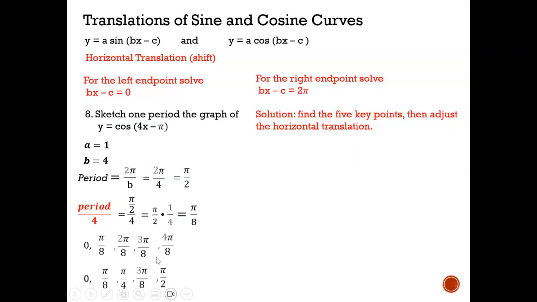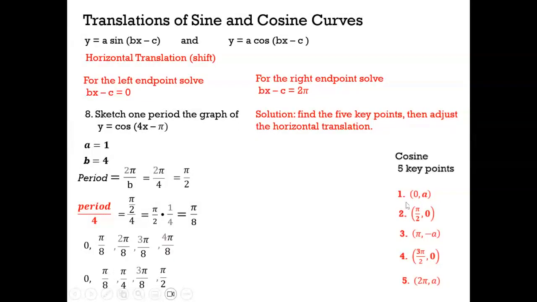Hey, guys, check this out. To make sure that these are right, the period, which will be pi over 2, will always be here. Once you divide the period by 4, the last point has to give you the period, which it does, which we see, so it's here, pi over 2. So I know this is correct.